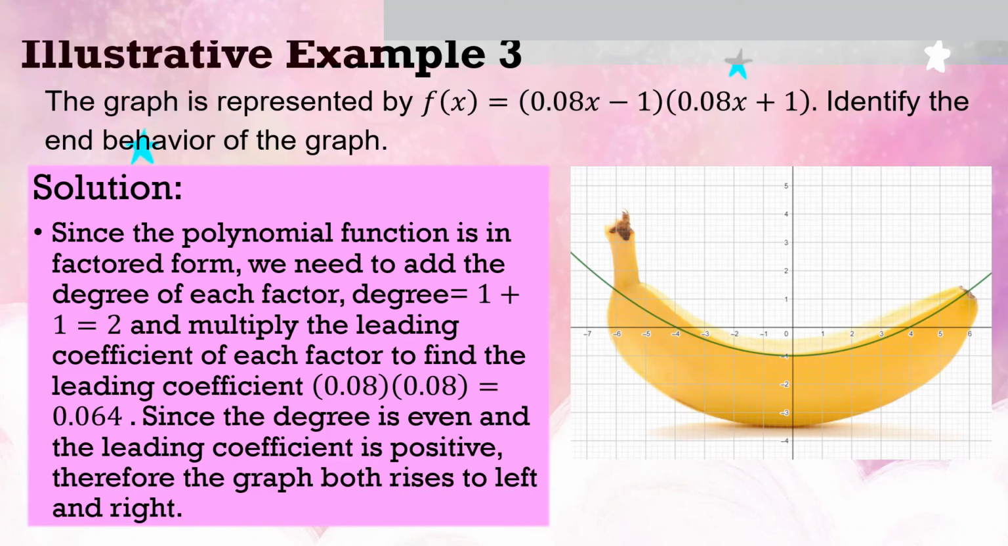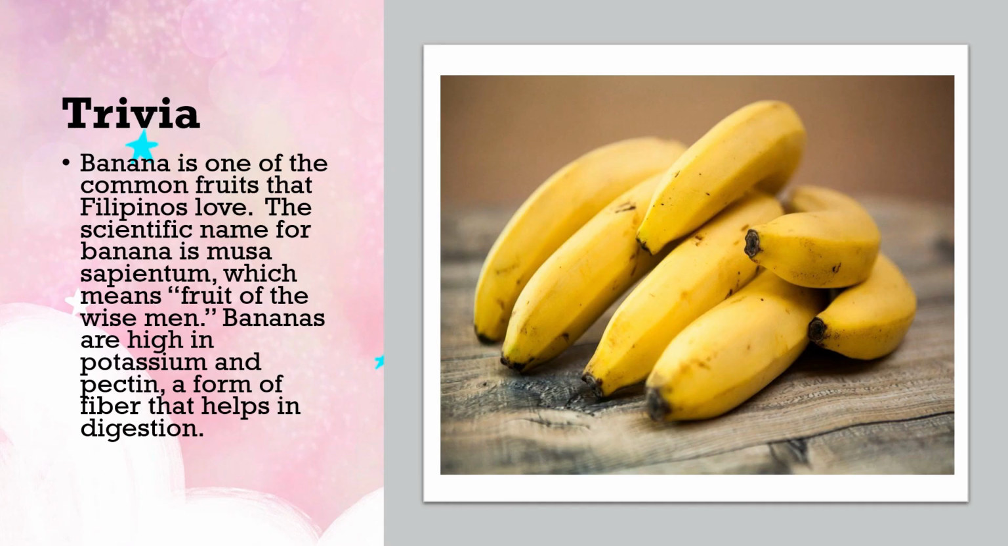And let's have another trivia. Banana is one of the common fruits that Filipinos love. The scientific name for banana is Musa sapientium, which means fruit of the wise men. Bananas are high in potassium and pectin, which is a form of fiber that helps in digestion.